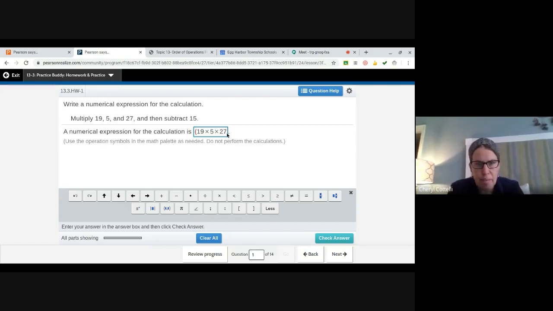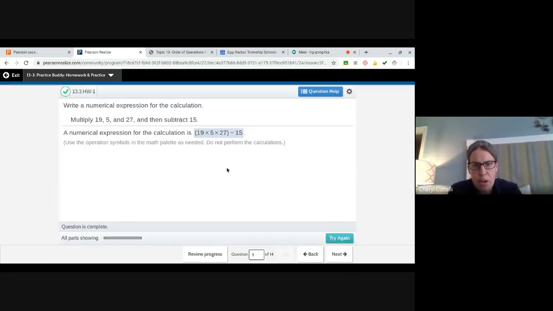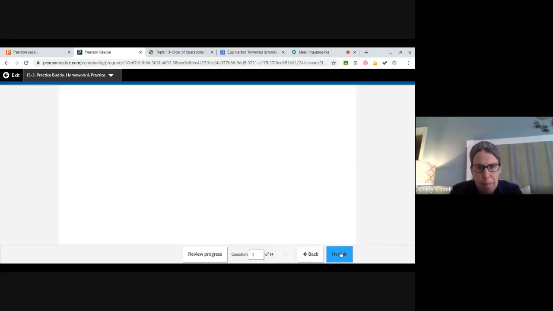And now I need another parentheses, right? Parentheses, and then, so we're going to multiply those numbers first and then subtract. So we're going to put parentheses around to tell me to do that first, and then subtract 15. Let's see if that's right. Now, if you get it wrong, it might just be because of putting extra spacing or not using the tools below. So no worries, just try it again, right? Okay, so let's try another problem.